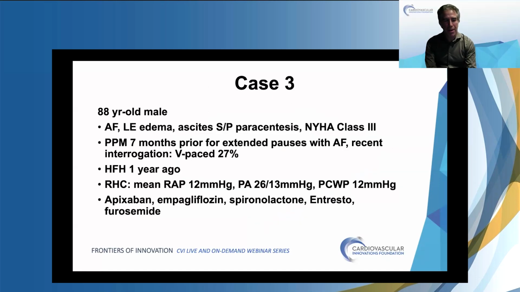All right. So we have an 88-year-old male with atrial fibrillation. Signs and symptoms of right heart failure, including ascites, requiring paracenteses, who had a permanent pacemaker placed just 7 months prior to seeing us for extended pauses with the atrial fibrillation. A recent interrogation showed that the patient was V-paced 27% of the time. He had a heart failure hospitalization, did right heart catheterization, which showed that his left-sided pressures were within normal limits, but clearly an elevated right-sided pressure, and he's on really good medical therapy. Next slide.